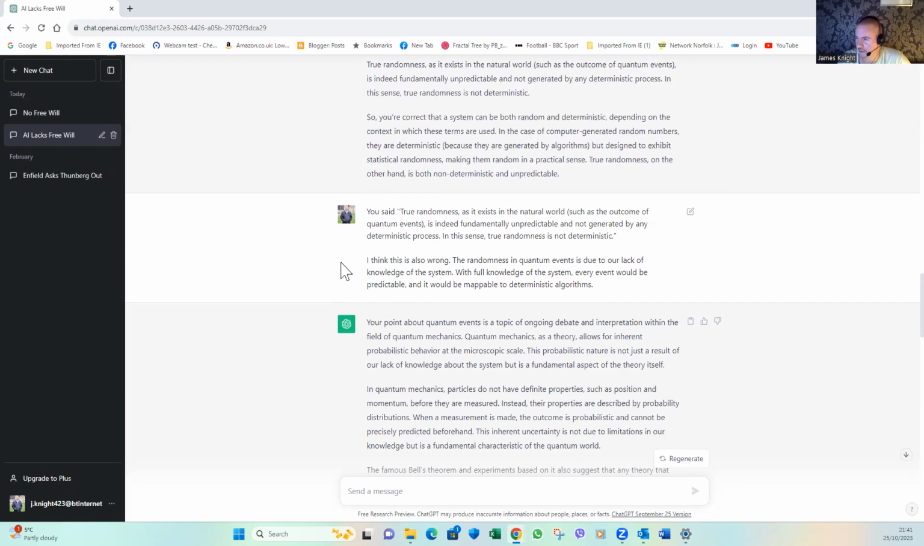You see, the randomness in quantum events is due to our lack of knowledge of the system. With full knowledge of the system, every event would be predictable and it would be mappable to deterministic algorithms. So that explains what I just said a minute ago about Kolmogorov complexity. But there's an important distinction between the randomness in quantum events in terms of pattern and whether they are randomly generated. So if we had access to the entire system, the entire universe, then it's highly likely that the quantum events would have degrees of randomness in terms of patterns, but with the full knowledge of the system, say with an omniscient God, then the whole thing would be mapped to deterministic algorithms.